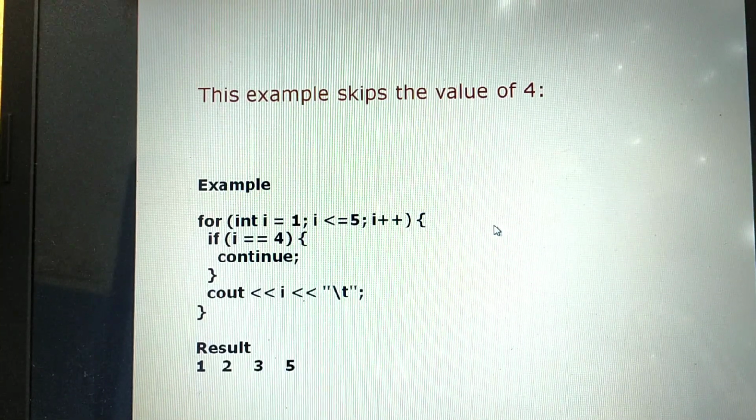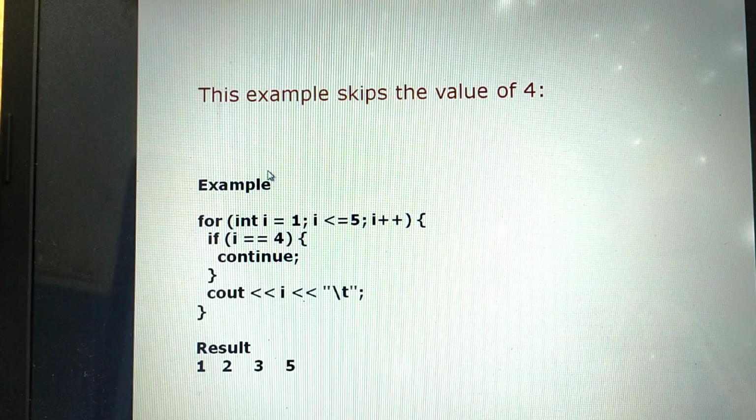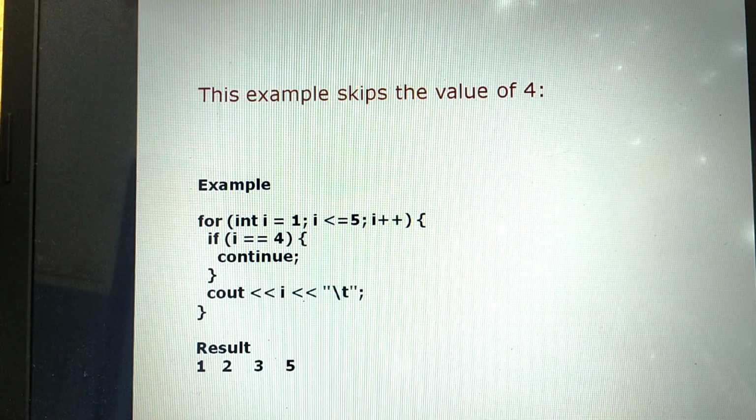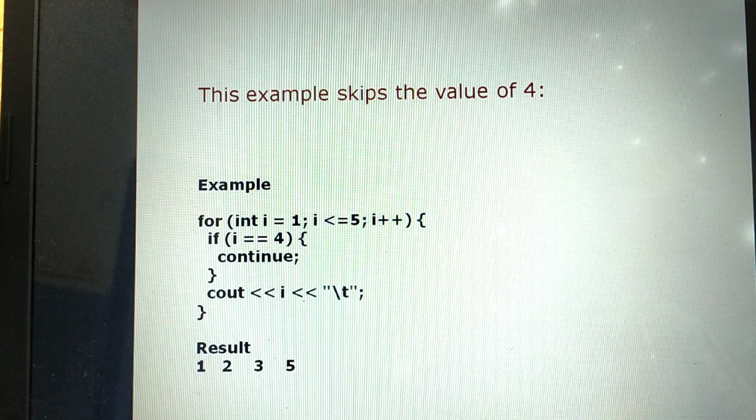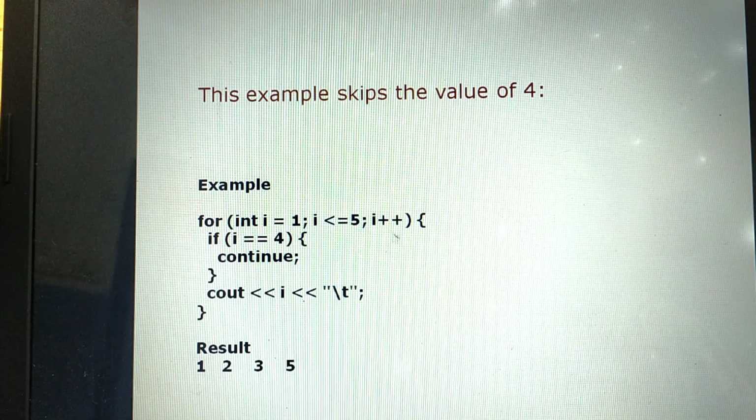The next jump statement is continue. What is the function of the continue statement? The continue statement breaks one iteration in the loop if a specified condition arises, and continues with the next iteration in the loop. Here, see this program.